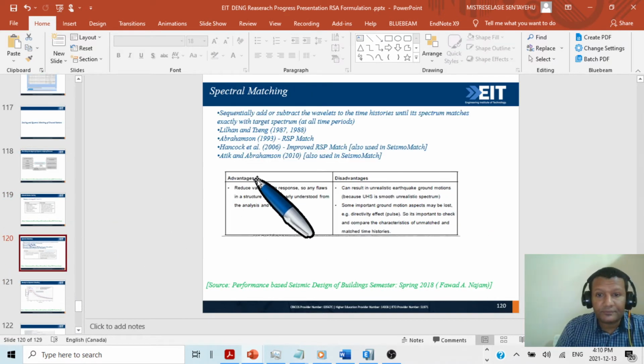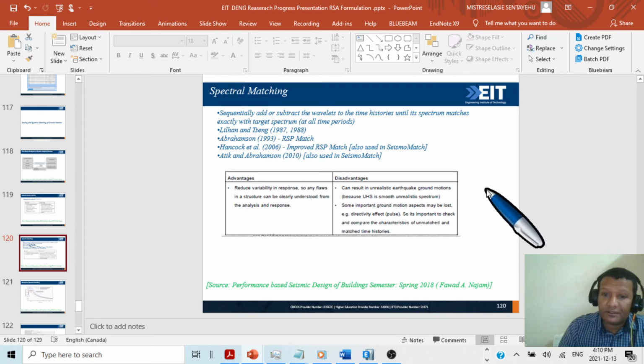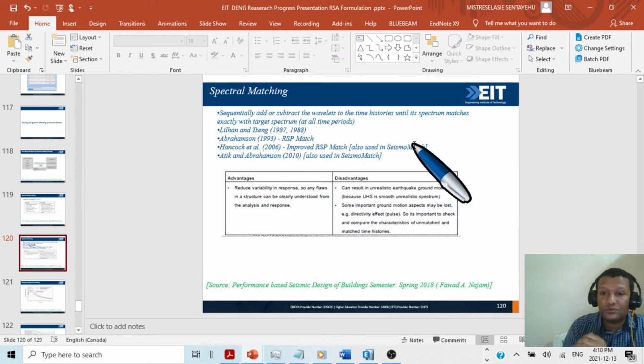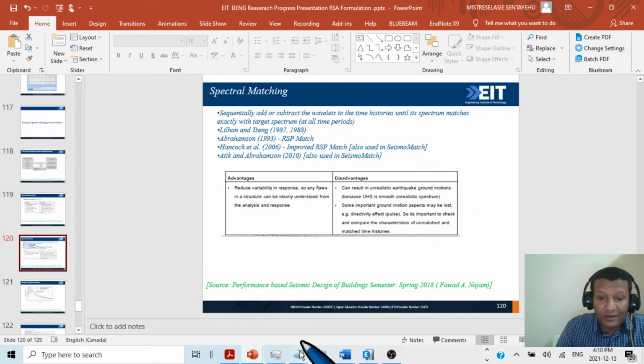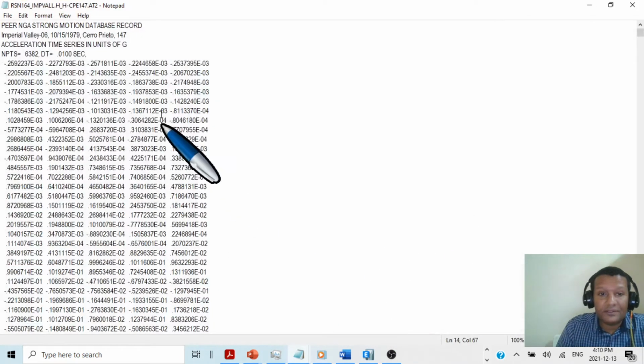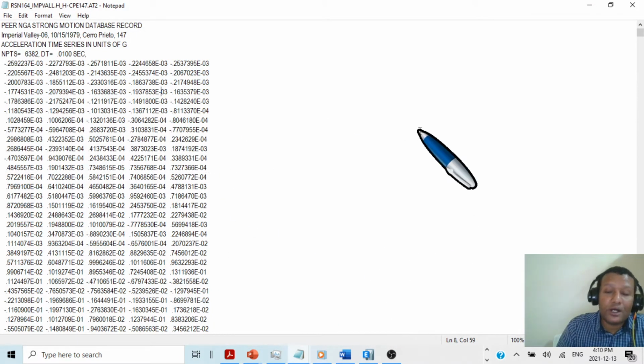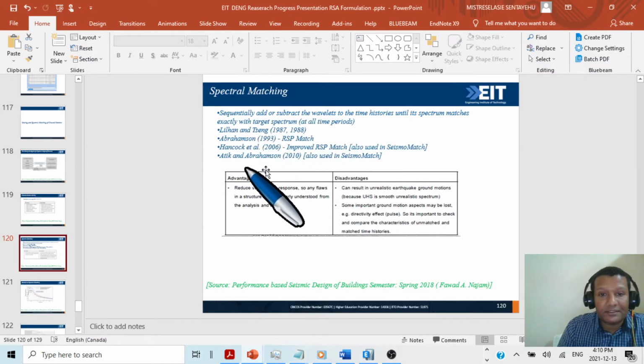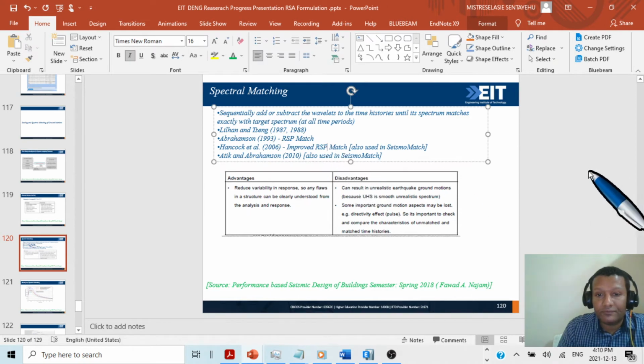This is then spectral matching. We are going to use the spectrum, this SeismoMatch. I will show you in a minute. You sequentially add or subtract wavelets to the time history until its spectrum matches exactly with the target spectra at all time periods. So we have all time periods here, then we have to match it to our design response spectrum. These are the researchers who did all this.